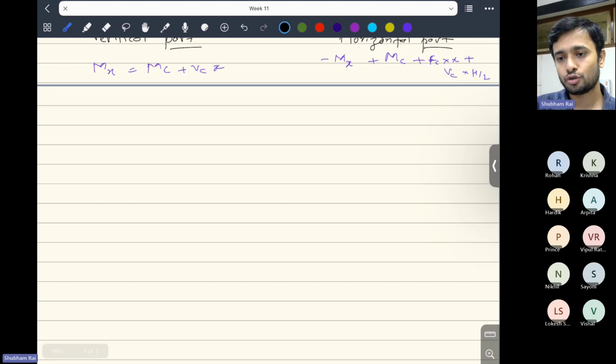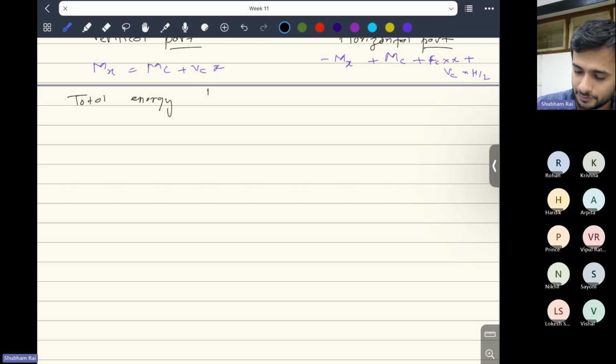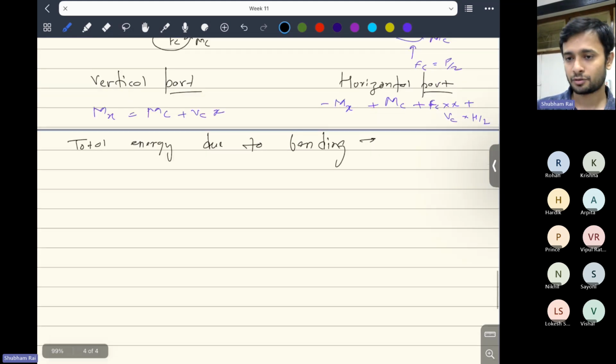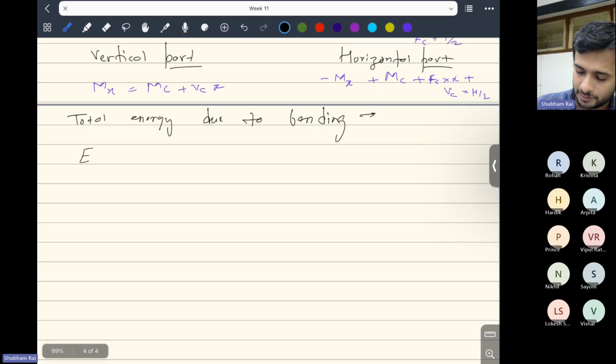So now let me write total energy due to bending. You can say that total energy due to bendings, and I'm just writing at any point on the cross section. Firstly, we'll have to write for the vertical part and then for the horizontal part. So I can just write E, which is a function of Fc, the axial force at C, and shear force at C and bending moment at C. So that will be firstly the vertical part.